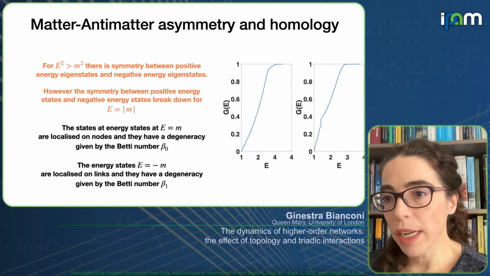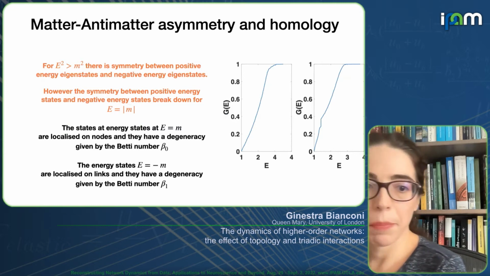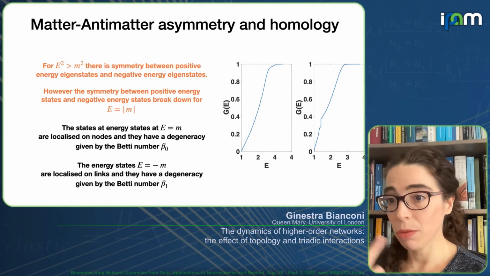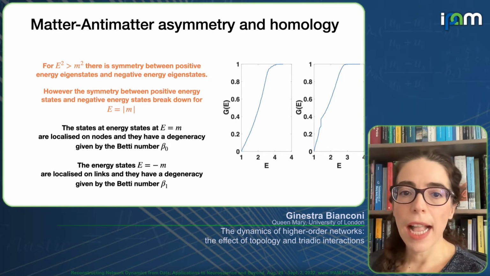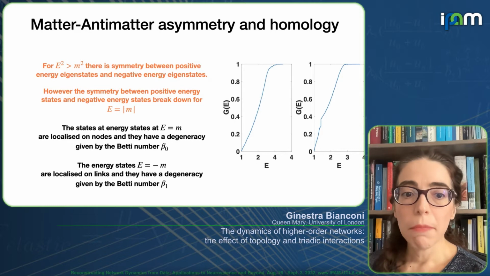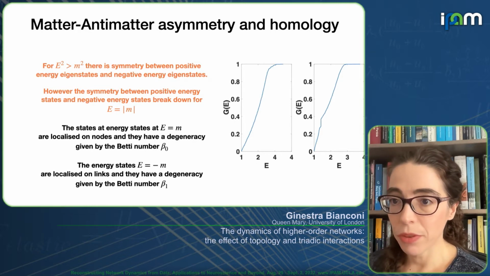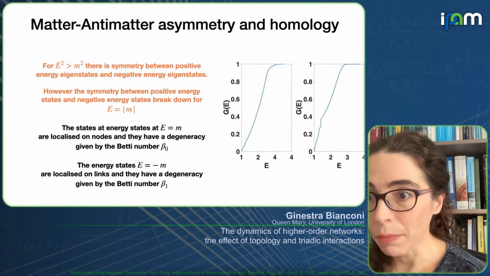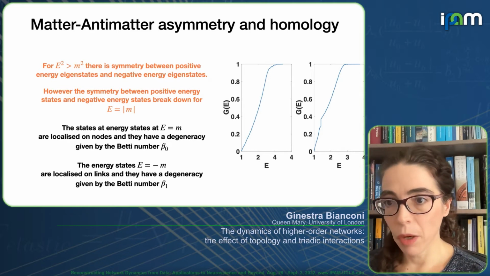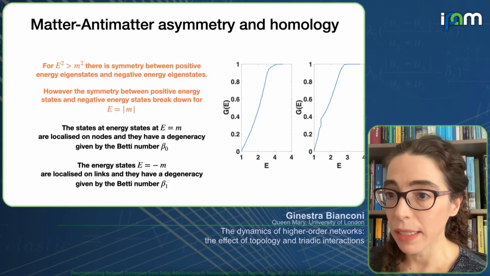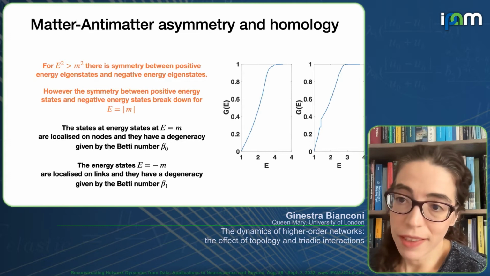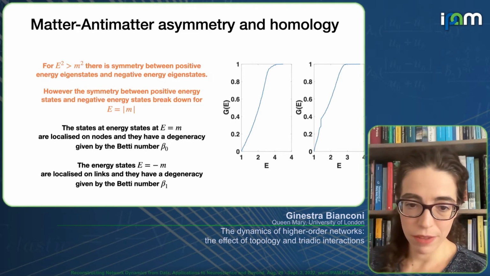And interestingly, you can show that you can have eigenvalues of the Dirac operator that are either positive or negative, corresponding to matter-antimatter in physics terms. And for any positive eigenvalue, you have a single negative eigenvalue. But this symmetry is broken if you are treating harmonic signals. In that case, the degeneracy of the corresponding eigenvector is given by the Betti number, and this doesn't have any equivalent in the classic Dirac equation.